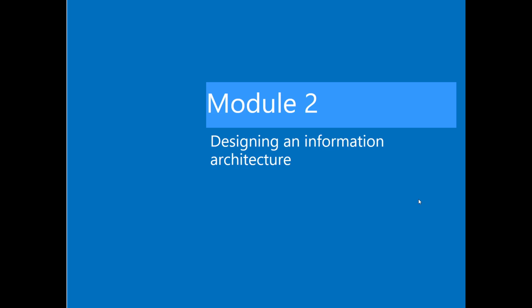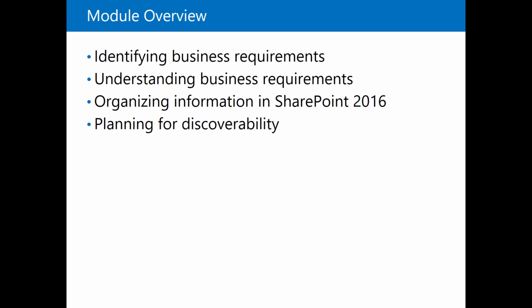Hi there. We will start Module 2, designing an information architecture. This is a very important module. It is not basically technical; it focuses on business requirements, how to be like a business analyst, how to sit with the customer or the end user, gather the requirements, and understand them very well to build your information architecture. The more accurate you build your information architecture, the more satisfied your end user or customer will be.